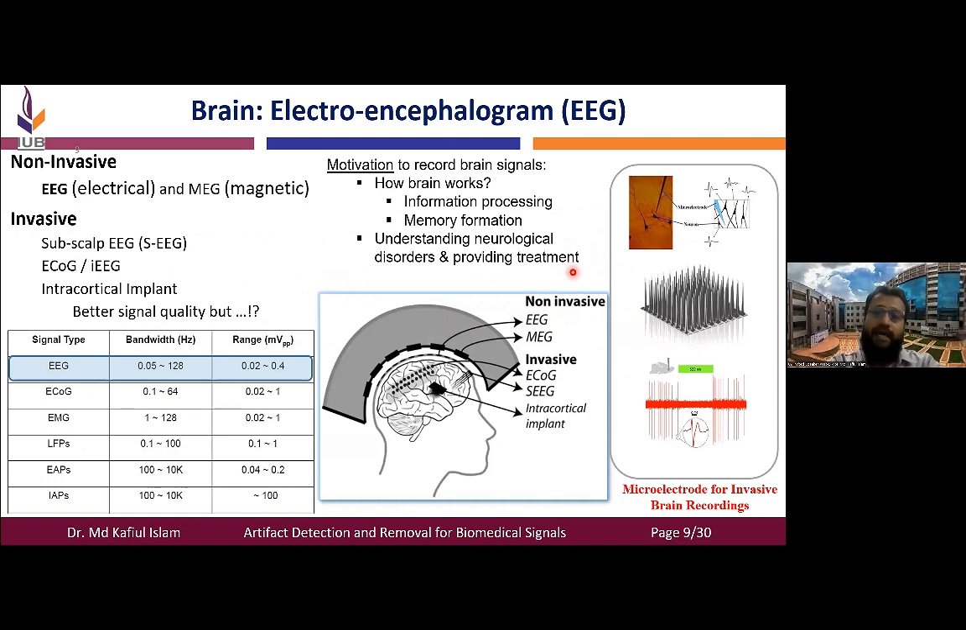The reason is that brain signal has the lowest SNR among all the biomedical signals. And you can record brain signal in different ways. In a non-invasive way, you can record the electrical activities of the brain, which is known as EEG. If you are recording the magnetic field, that is known as MEG. And in an invasive way, you can have a subscalp EEG.